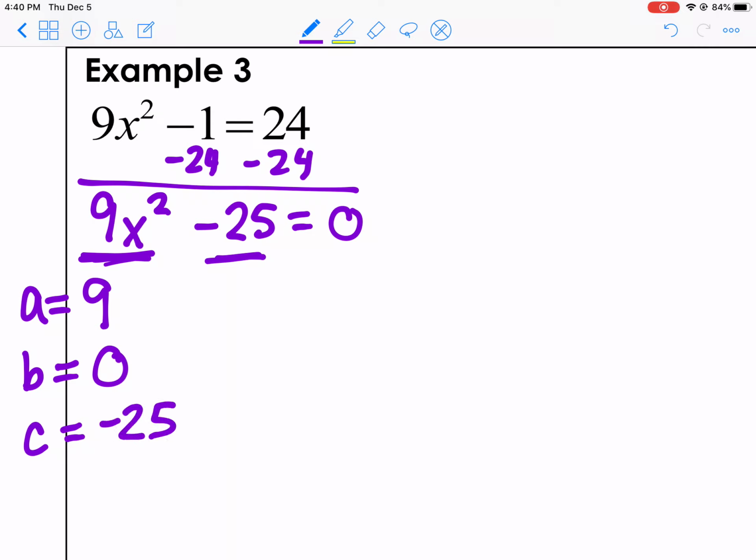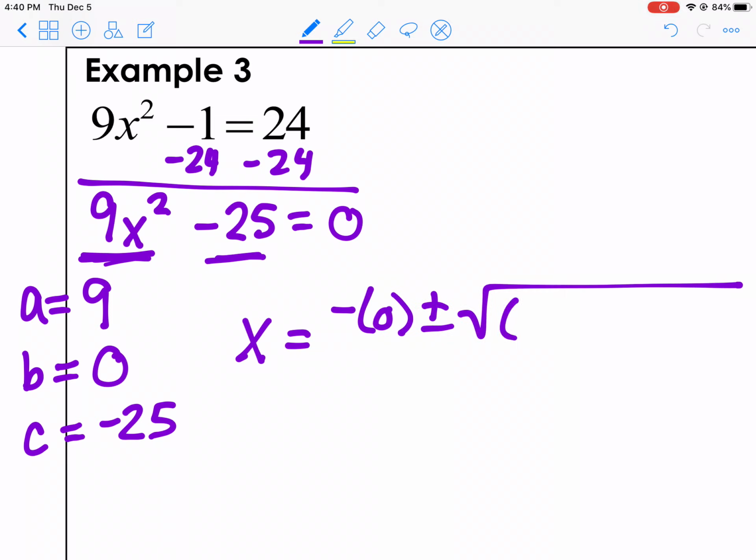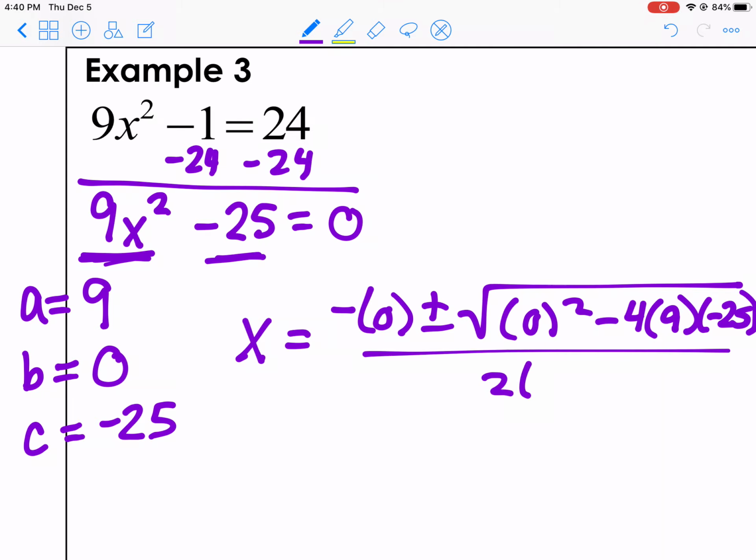If you made an error there, go ahead and pause here and see if you can do the rest of it now that you know your A, B, and C. Okay, next step, plug it in. X equals -b plus or minus the square root of b squared minus 4ac all over 2a.